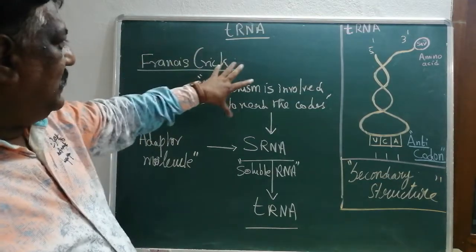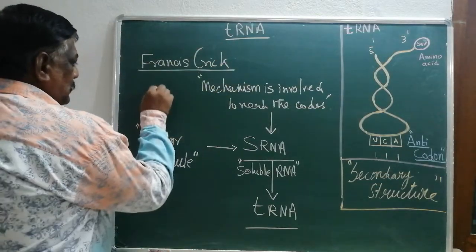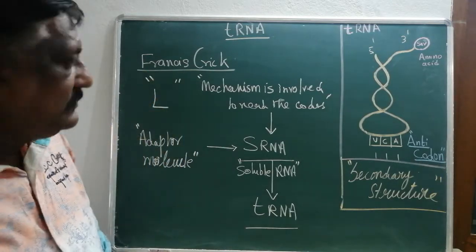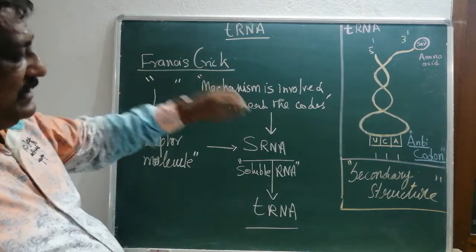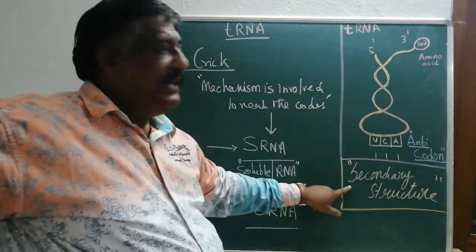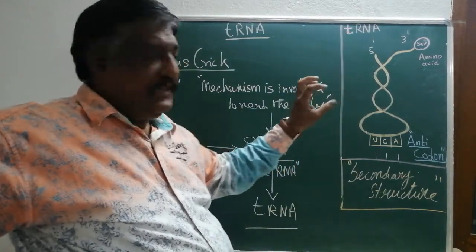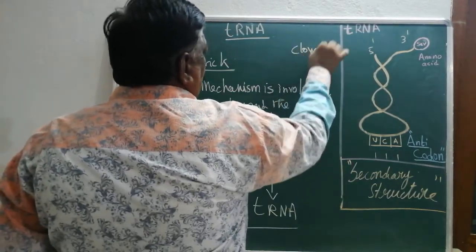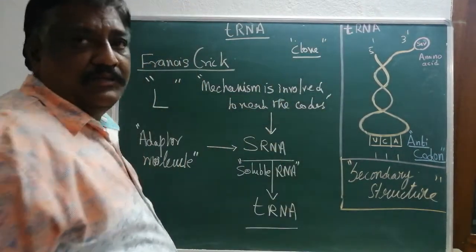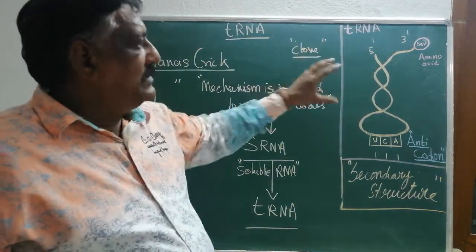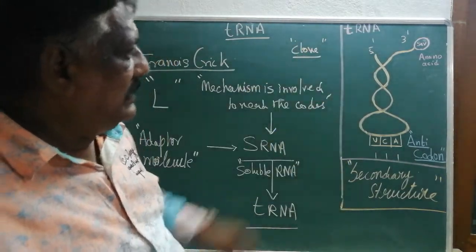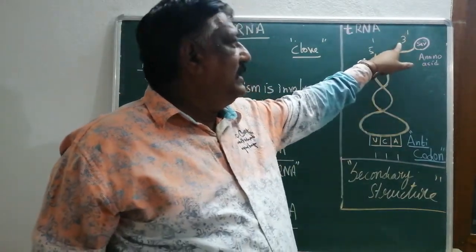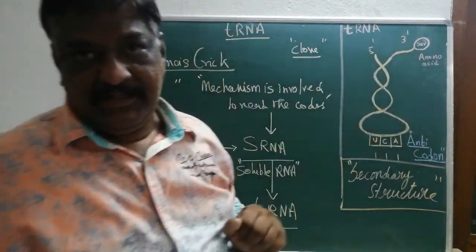And if you see the tRNA, when it is produced, it looks like the structure L. This is the initial structure. But it undergoes some secondary changes, and in the secondary structure it gets twisted like a claw. This is a single strand, twisted like this, and at the third end it carries an amino acid.